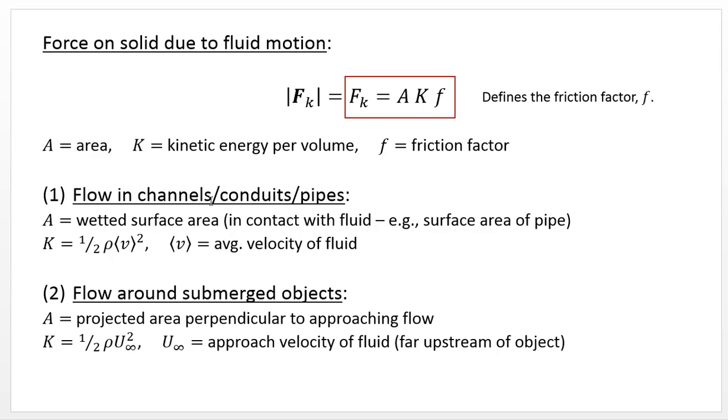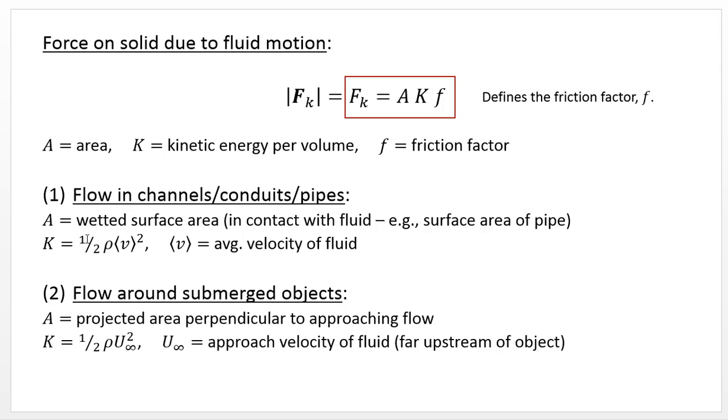So in the case of flow in channels or conduits or pipes, the area is the wetted surface area. This is the area of the solid in contact with the fluid. For example, it's the surface area of the pipe. The pipe has length L and diameter D, so it's pi d times L. Pi d gives the perimeter, and pi d L gives the perimeter times length. This is the area of the pipe wall in contact with the fluid.